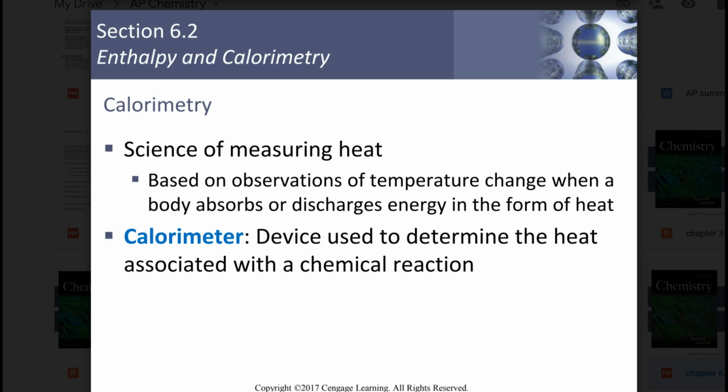Science of measuring heat. Calorimeter. What is that? It's a device used to determine the heat associated with the chemical reaction, which is the lab you'll do. There's a few different types of labs we do with this. We do the regular old reaction in a calorimeter, and we'll just use styrofoam cups for our calorimeter. But we also have the fancy ones that I'll show you what they look like as well.